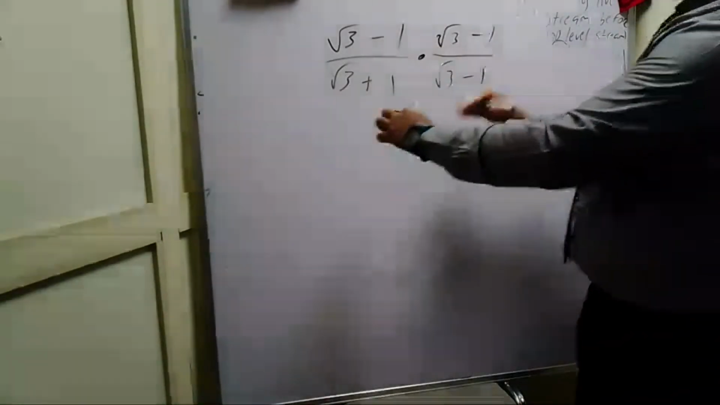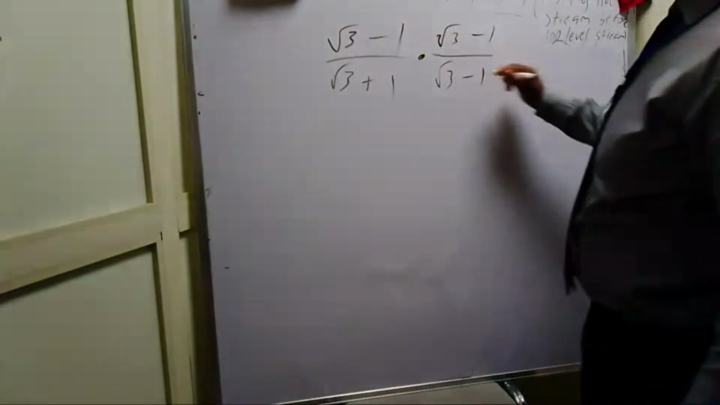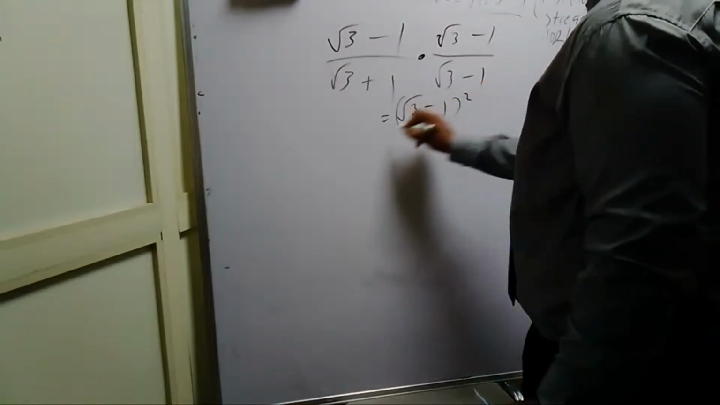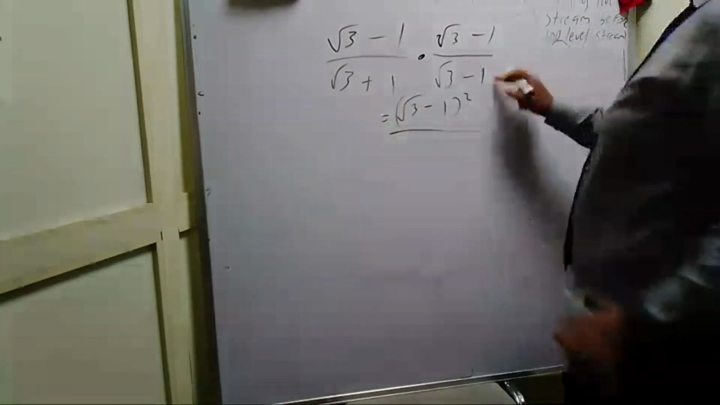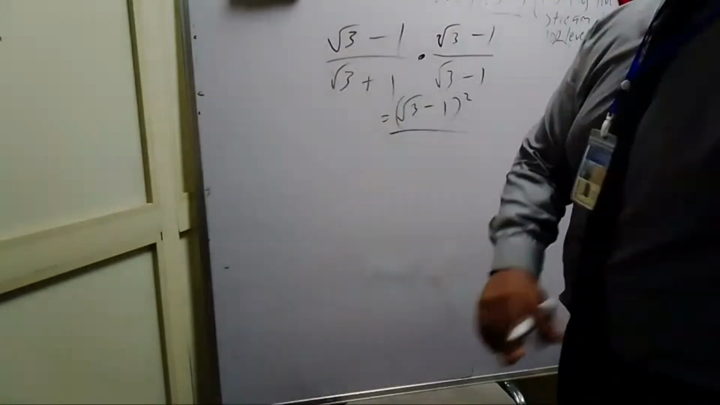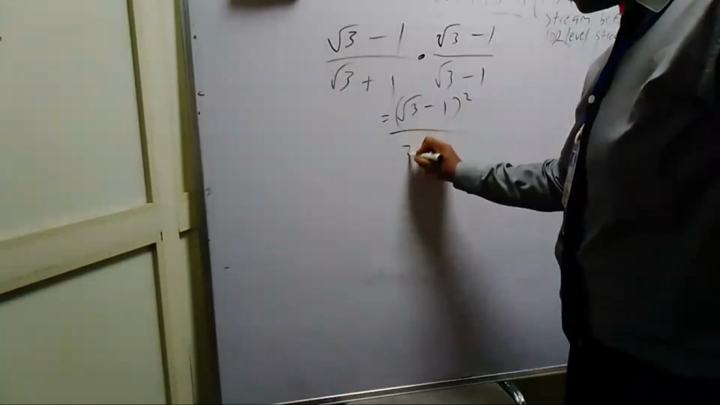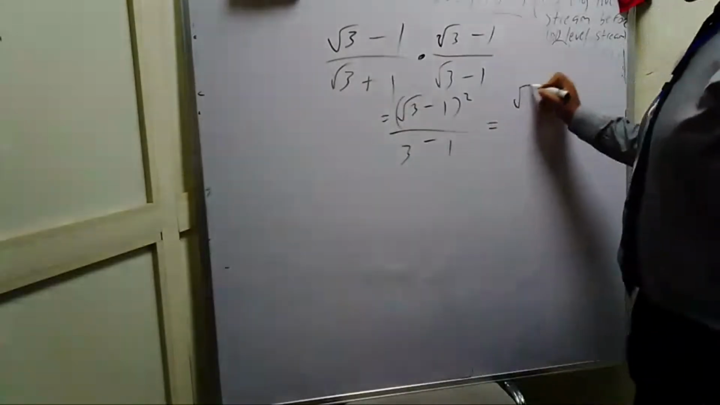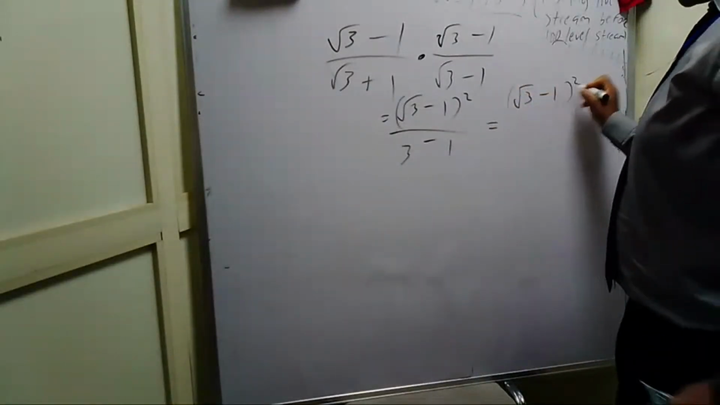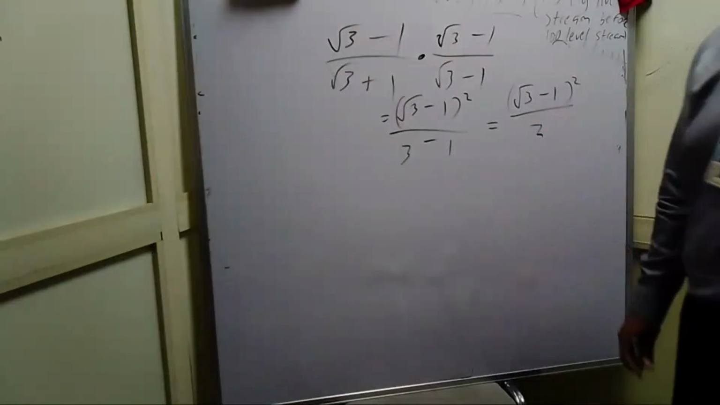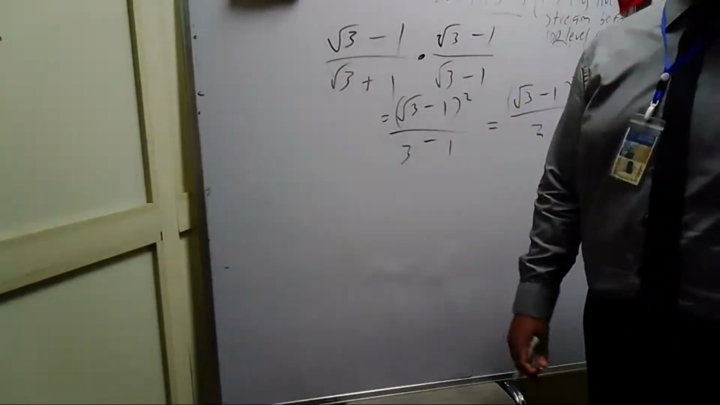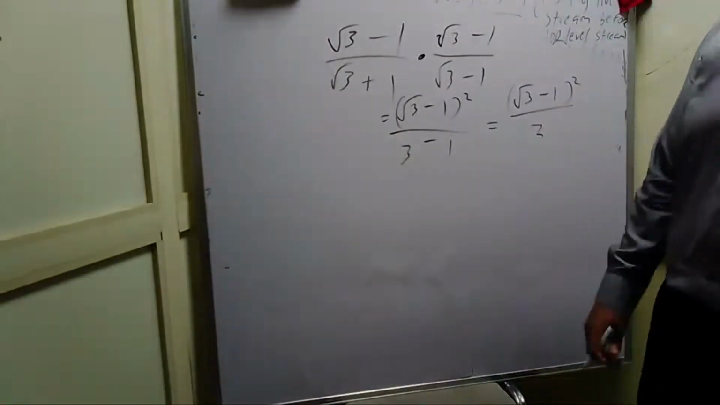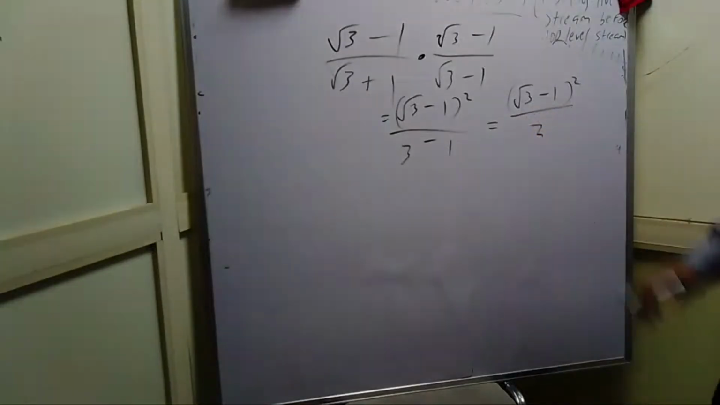So multiplying the numerator gives you the square root of 3 minus 1 all squared, and the denominator gives you a difference of two squares. So you have square root of 3 all squared, which is simply 3, minus 1 squared, which is simply 1. That is equal to the square root of 3 minus 1 all squared, divided by 2. Simple. It's like counting numbers with your toes. So yeah, you have square root of 3 minus 1 all squared.